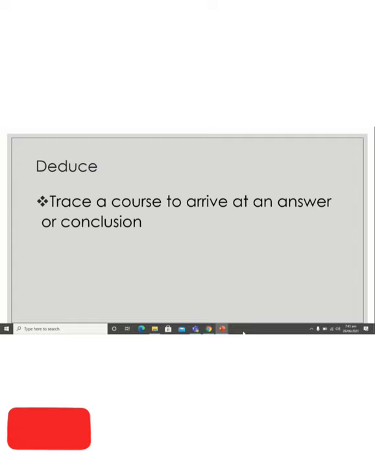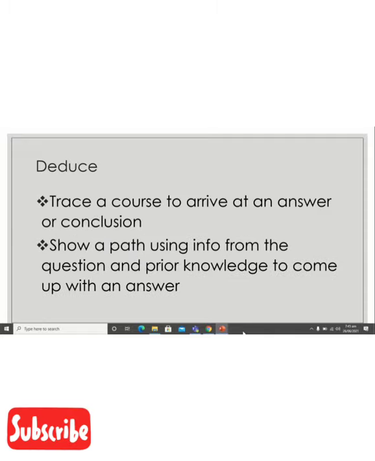You are going to show the examiner that you came from point A, to point B, to point C, and then I got to point D. That's how you get to your answer. And you're just going to write this, of course, in words. So that is what you do for deduce. You trace a course to arrive at an answer. You're showing the path you're using to get information.